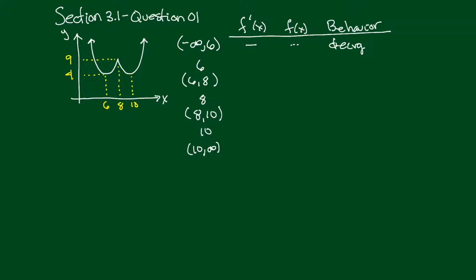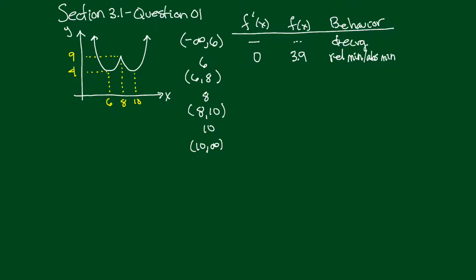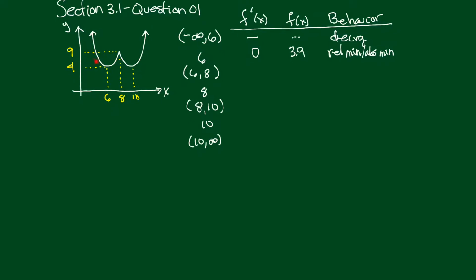Now, what about right at 6? So if we come over here to 6, it looks like, well, the derivative, that's the slope of the tangent line. Looks like we have a horizontal tangent line there. So I'm going to claim that the derivative is 0, and the function value, well, we're told that the function value is 3.9. And then just by the graph, looking at 6, the function is decreasing, hits a minimum, and then it's increasing.